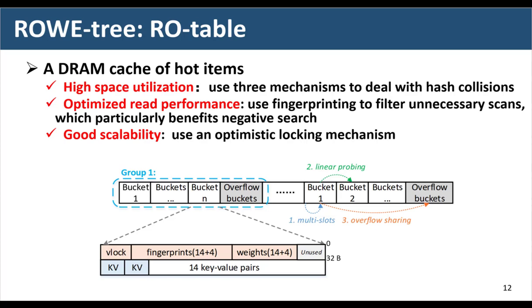Second, we use fingerprinting to filter unnecessary PM reads, which can optimize the read performance. Third, we use an optimistic locking mechanism to obtain good scalability.